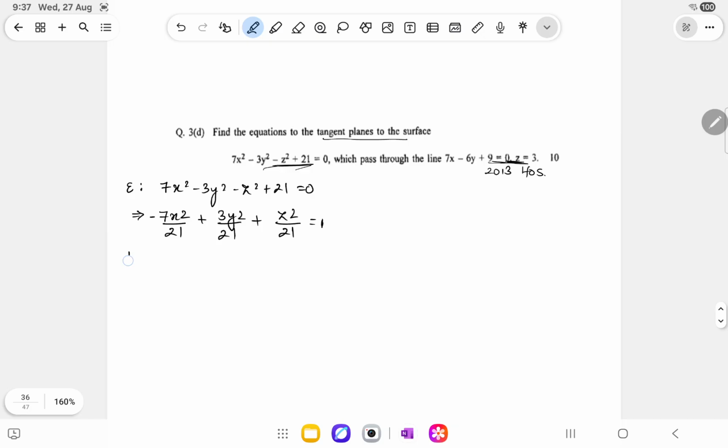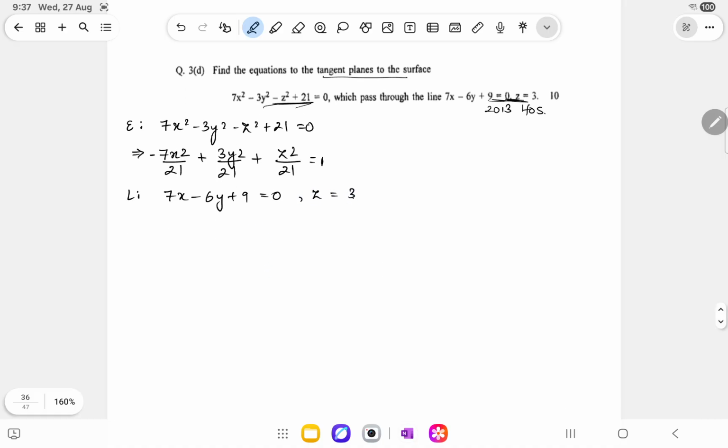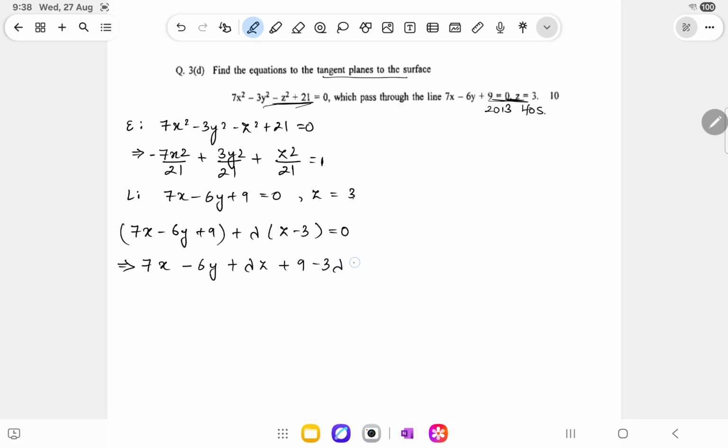Also, the given equation of the line is 7x minus 6y plus 9 equals 0, z equals 3. So the equation of any plane passing via the given line will be 7x minus 6y plus 9 plus lambda into (z minus 3) equals 0. If I simplify it, I'll get 7x minus 6y plus lambda z plus 9 minus 3 lambda equals 0. So this is basically my tangent plane to the given ellipsoid star dash.